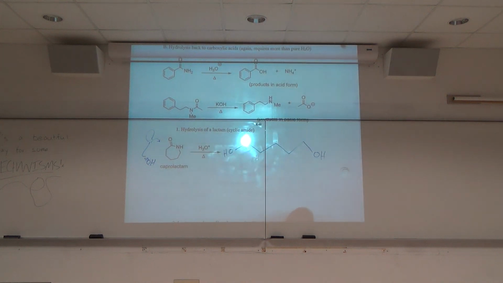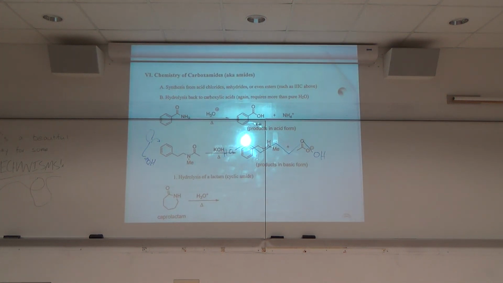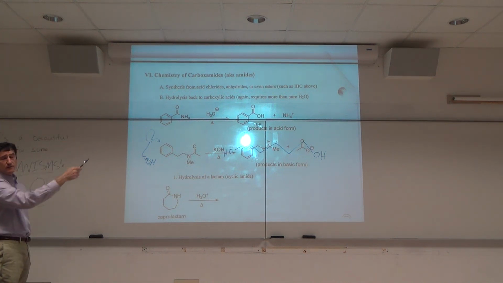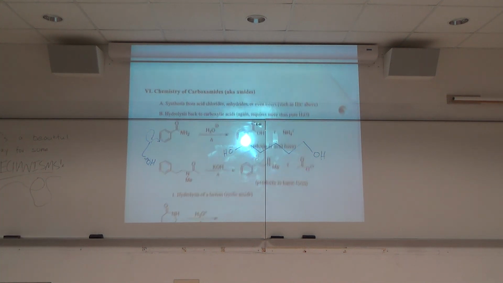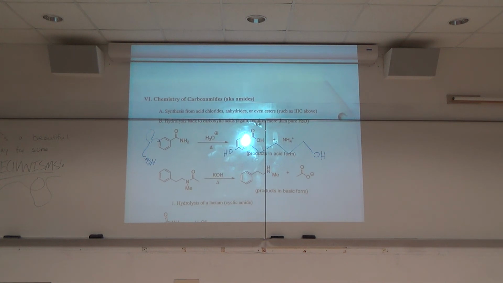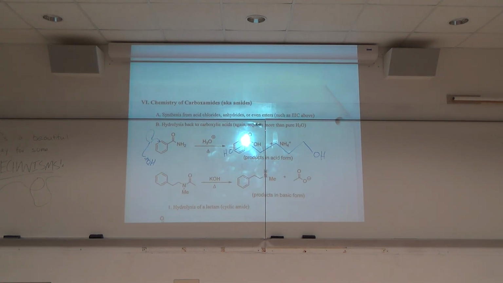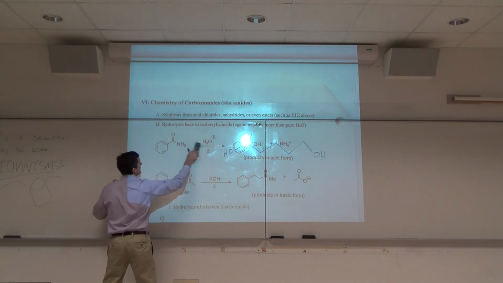Okay, chemistry of amides. Also known long-term as carboxamides, because it's a carbonyl amide. We've already made amides from acid chlorides and anhydrides. We've even made them from esters, which we just did. So you need to look back at that. Of course, you can hydrolyze an amide, because any acid derivative can be hydrolyzed back to the carboxylic acid.